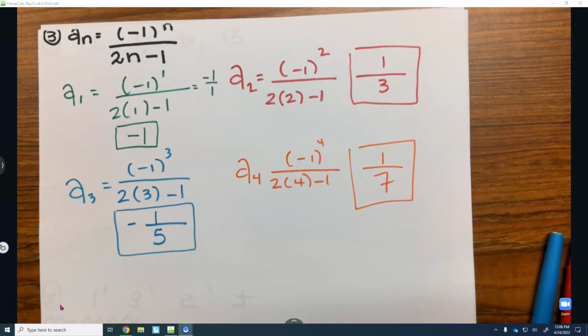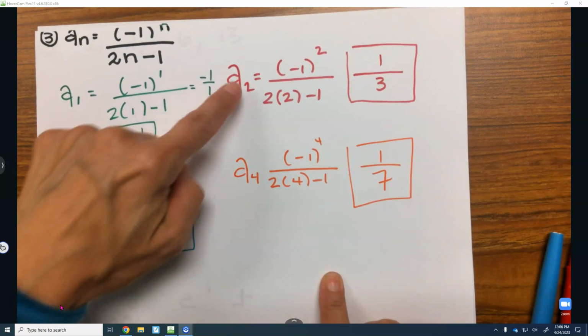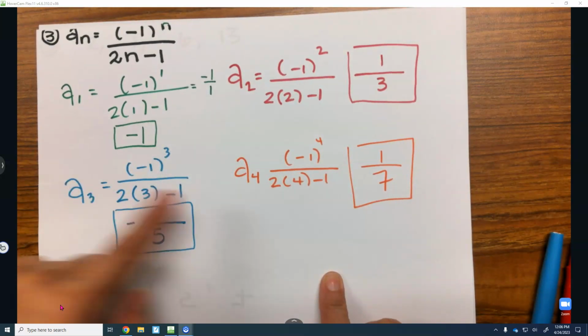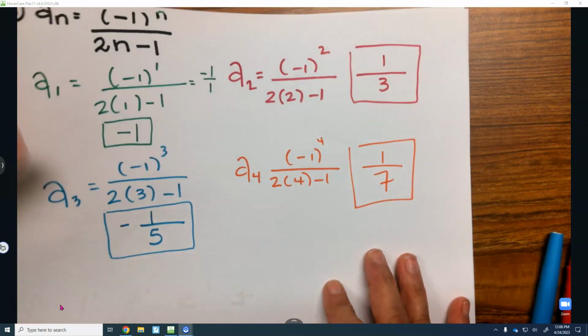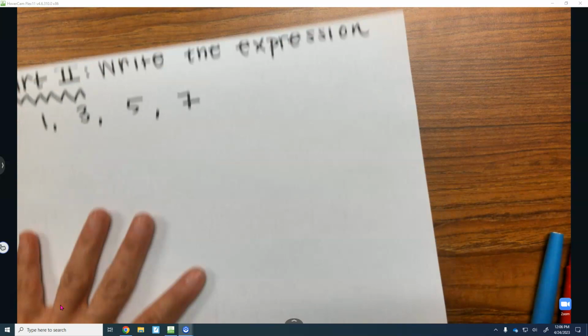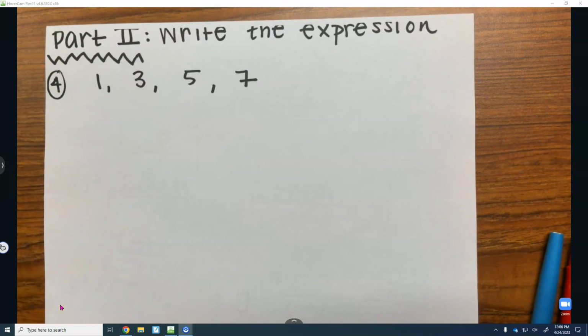All right, guys, that's how you find the terms. Pretty straightforward. Wherever the letter N is, you just drop which number you're working on. The first, the second, the third, the fourth, whatever. All right, let's shift gears. And now let's have the things given to us, and we have to write the rule.